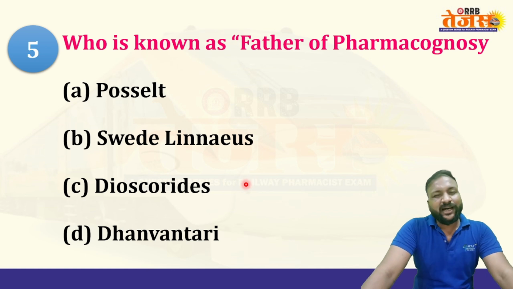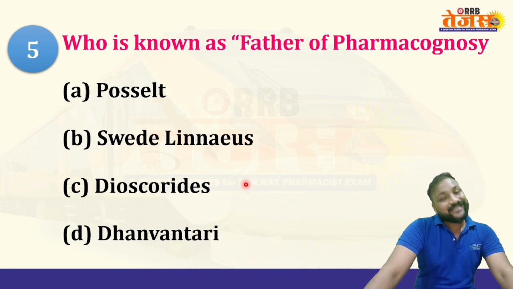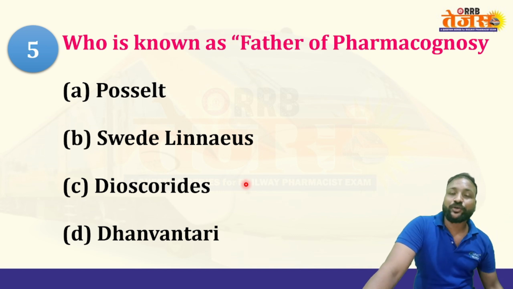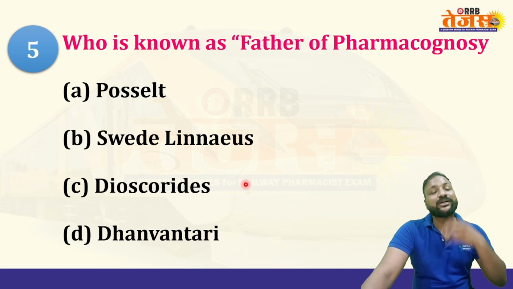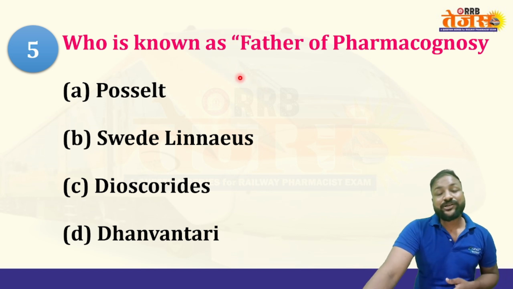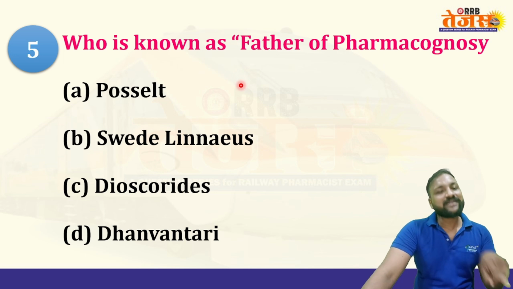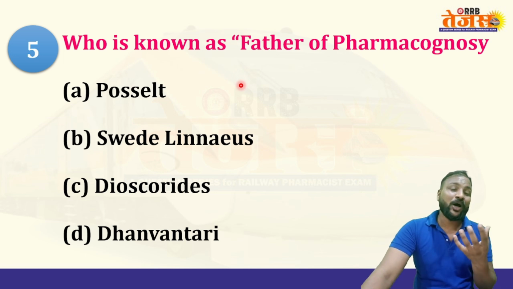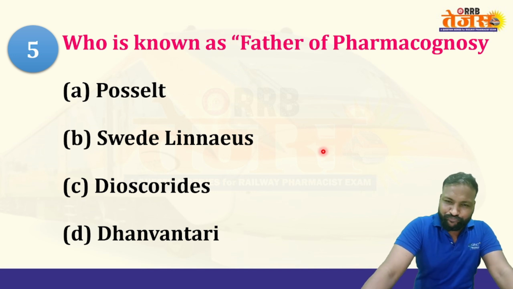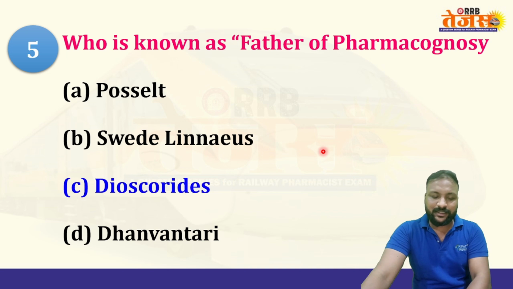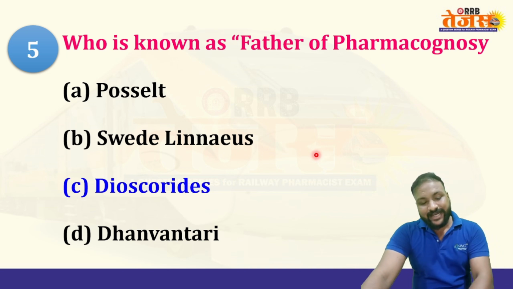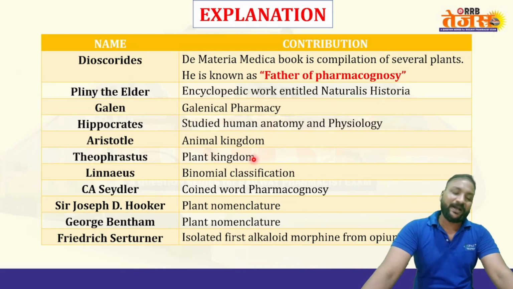Okay, so this is the way the examiner will trick your brain in order to check your IQ and confuse you. Even though it is a very easy question, he created confusion with the options. Tell me the right answer for this one. We'll check it. Option D is the right answer. Dioscorides is the father of pharmacognosy.